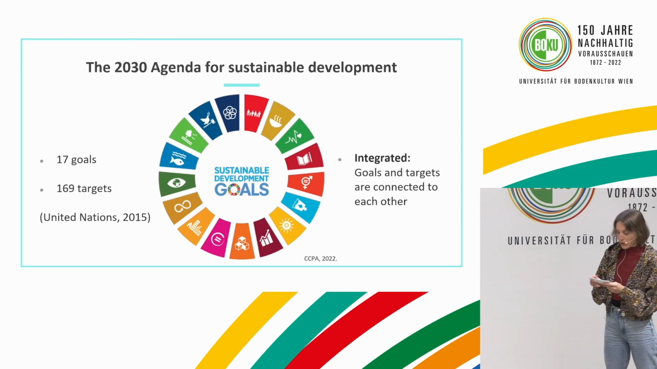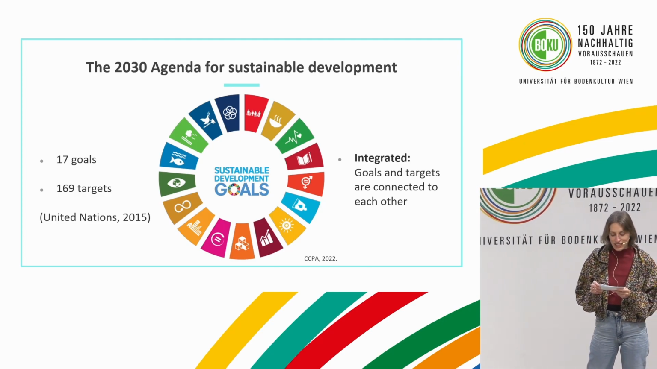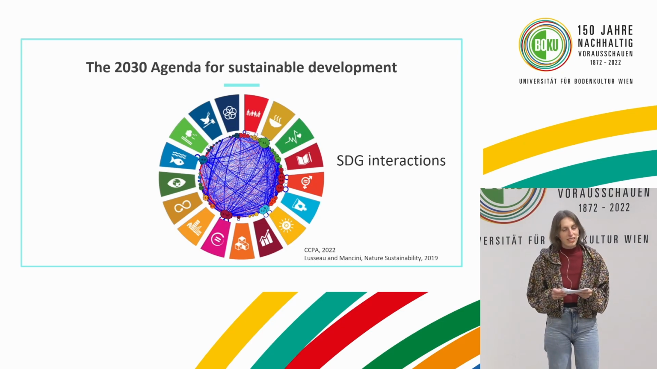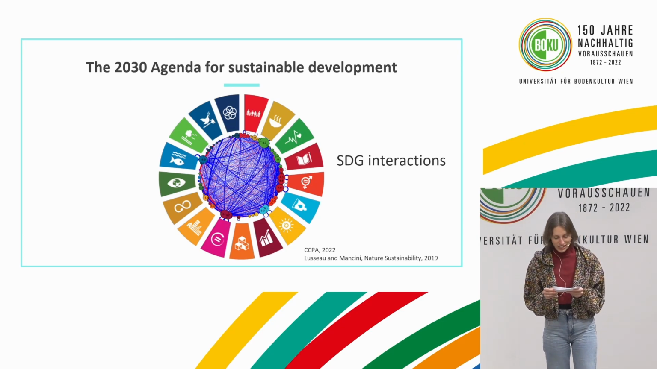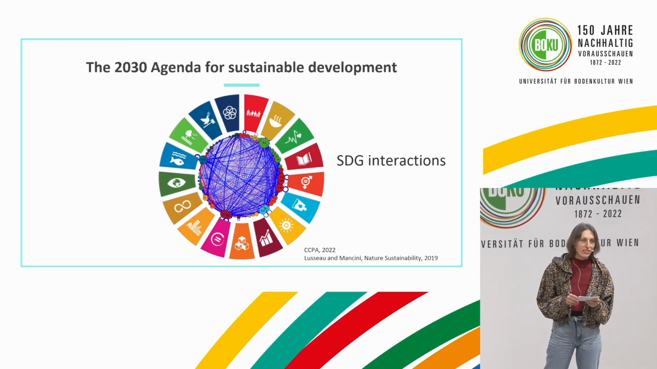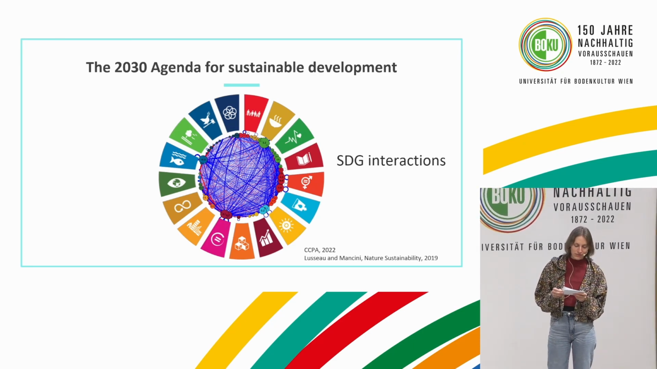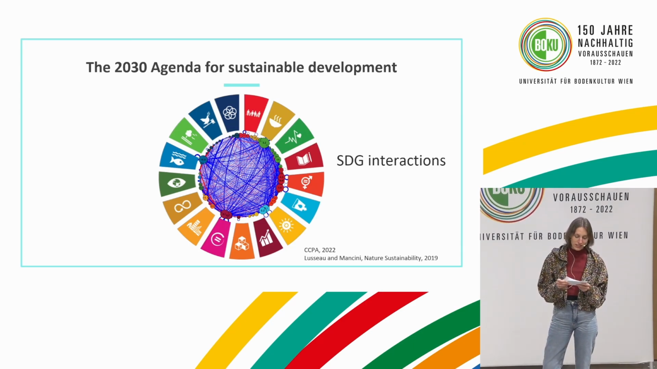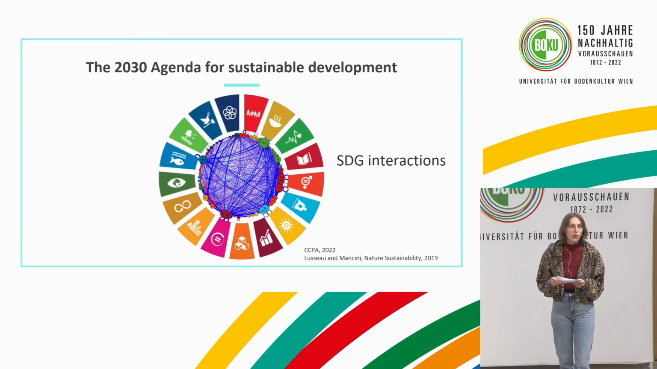One special thing about the 2030 agenda is that it is integrated, and this means that the goals and the underlying targets are connected to each other in a complex network. And we call these connections SDG interactions. These interactions make it possible to address sustainable development in a more holistic way.